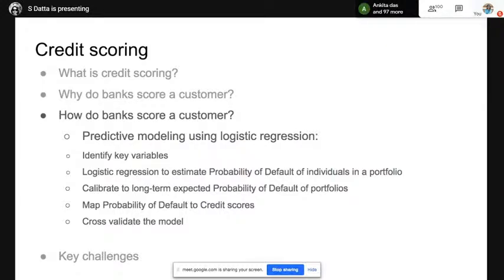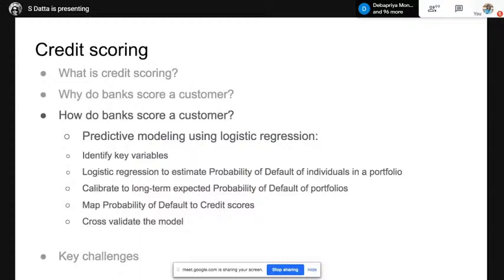When you're building a model, a lot of iterations happen, because you want to find the model that works quite well when you cross-validate as well. So that's a very basic description of how the modeling happens.